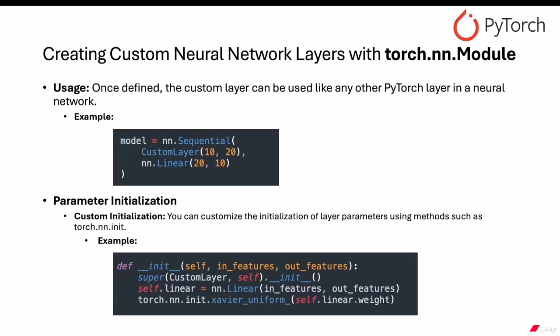Parameter initialization. Custom initialization. You can customize the initialization of layer parameters using methods such as torch.nn.init. Here is an example where I'm calling the __init__ function with self, in_features and out_features, call the super method, pass the CustomLayer and self and __init__ function, and then self.linear equal to nn.Linear, pass the in_features and out_features, and then torch.nn.init.xavier_uniform_, and then pass self.linear.weight.